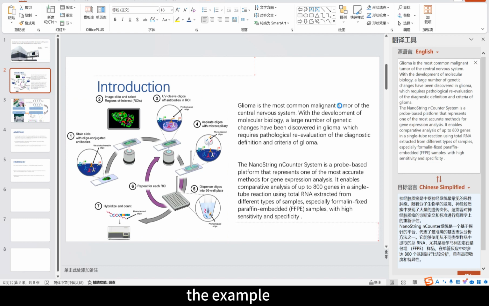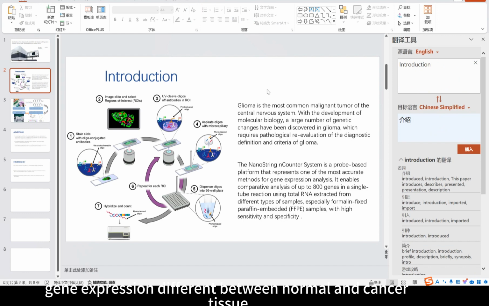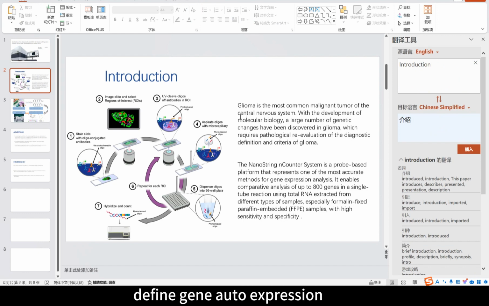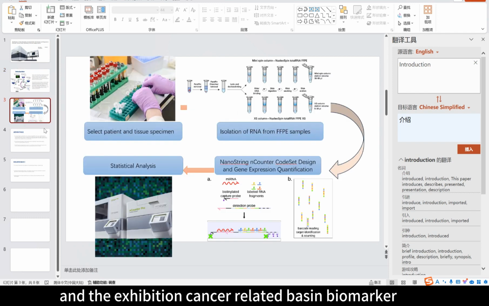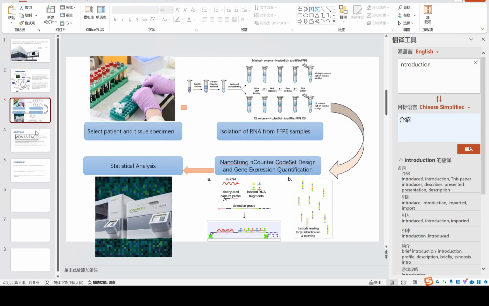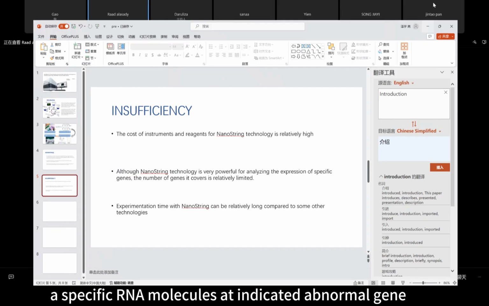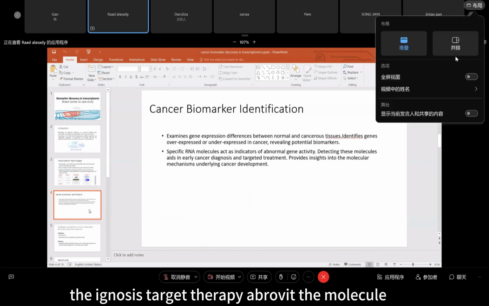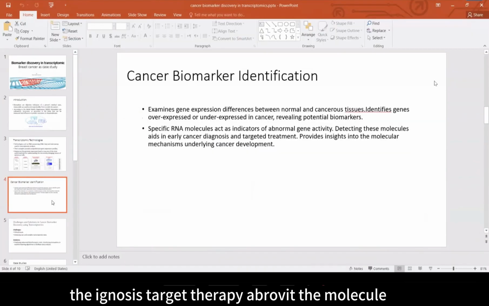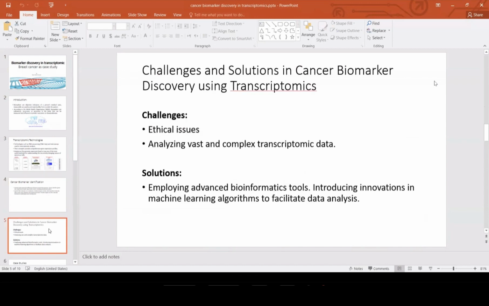For example, gene expression is different between normal and cancer tissue. Define genes with over-expression or under-expression related to cancer patients as biomarkers. Specific RNA molecules indicate abnormal genes, and these molecules can be used for early cancer diagnosis and targeted therapy. They provide insight into the molecules underlying cancer development.